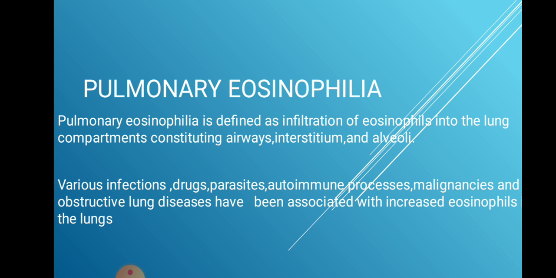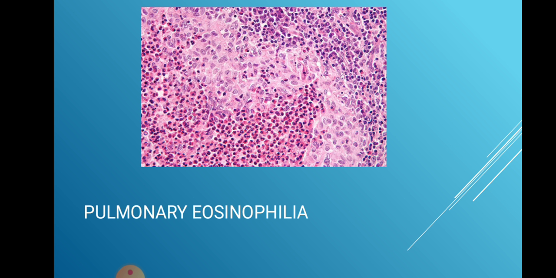Pulmonary eosinophilia. Pulmonary eosinophilia is defined as an infiltration of eosinophils into the lung compartments constituting airway, interstitium, and alveoli. Various infections, drugs, parasites, autoimmune processes, malignancies, and obstructive lung diseases have been associated with increased eosinophils in the lungs. This is the image showing pulmonary eosinophilia.